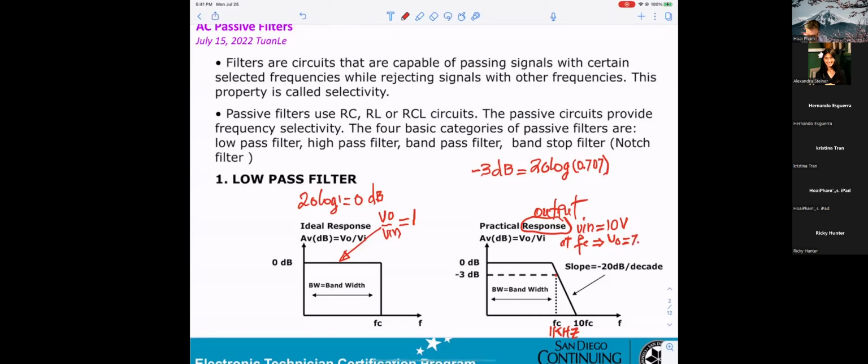7.07. If you cannot follow it, okay, let me know. You have to understand why 7.07. The thing that we're already telling you, at the cutoff, output will be going down 3 dB, equivalent to 0.707 or 70.7%. So you take 10 volt times 0.707. How come I get 7.07 volt.